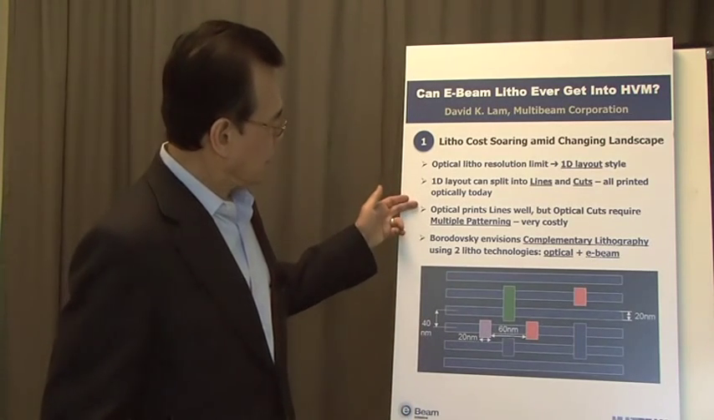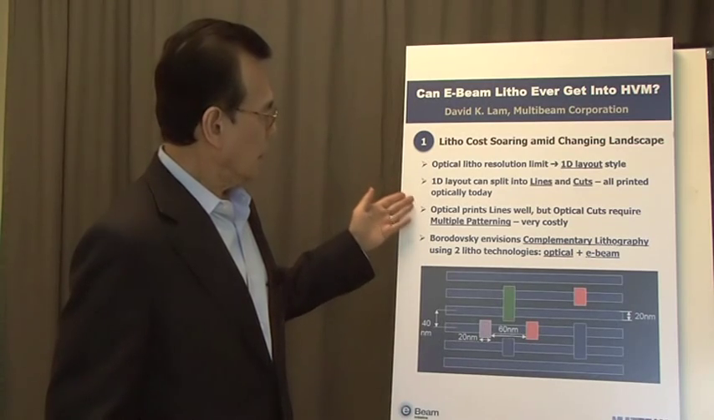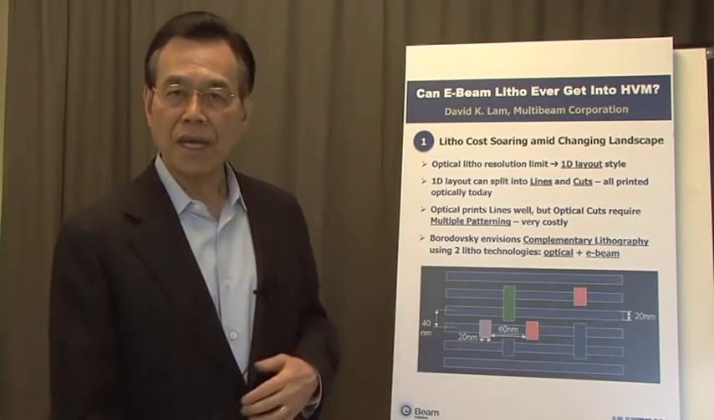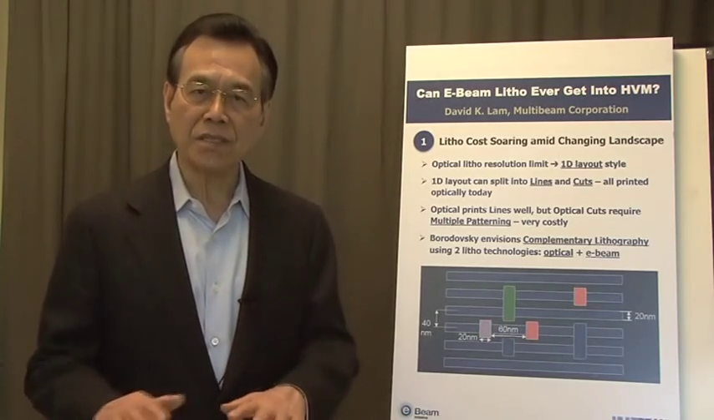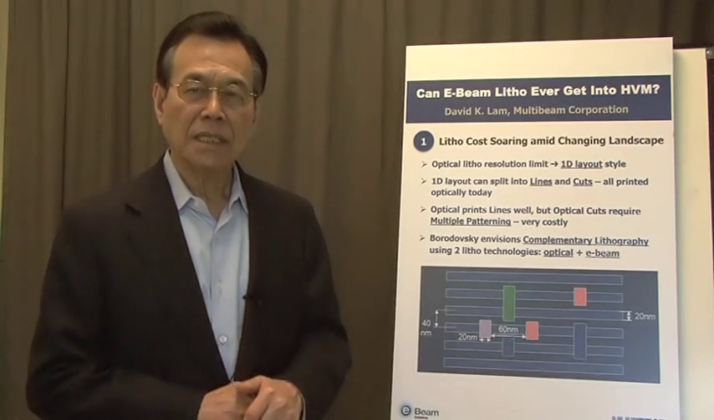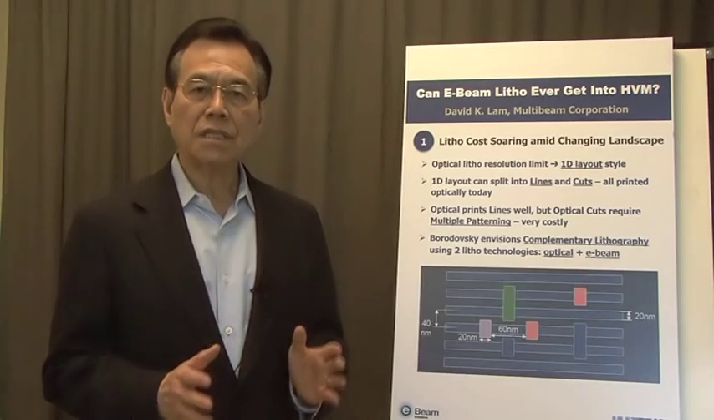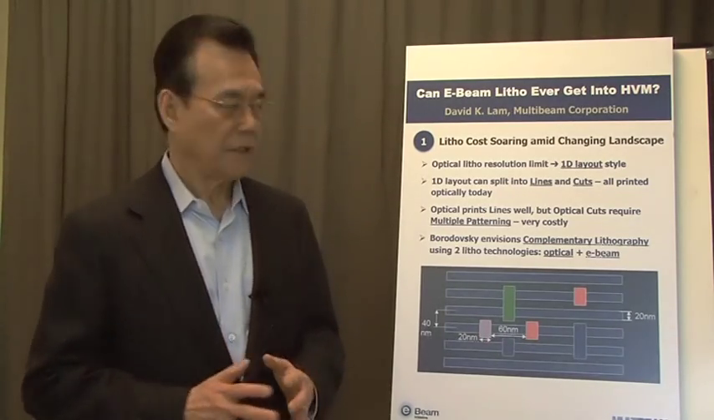Now 1D layout can be split into lines and cuts. And the optical printing of the lines is very good, like printing gratings. But optical cuts will require multiple passes for each layer, and therefore drive up lithography cost. This is the daunting optical multiple patterning.